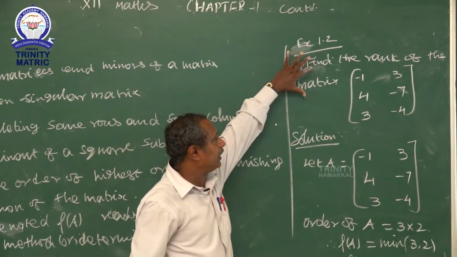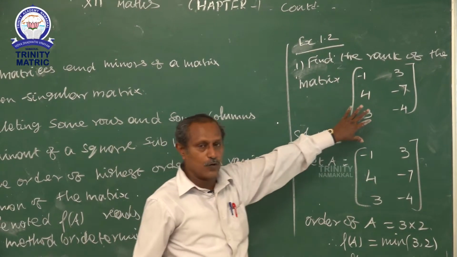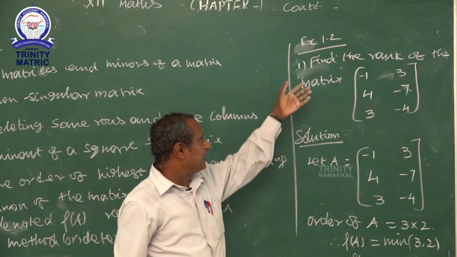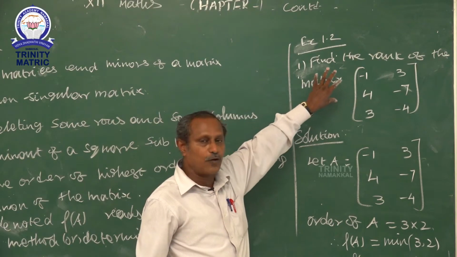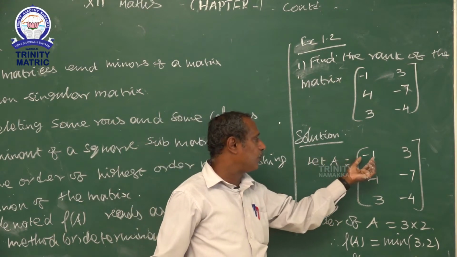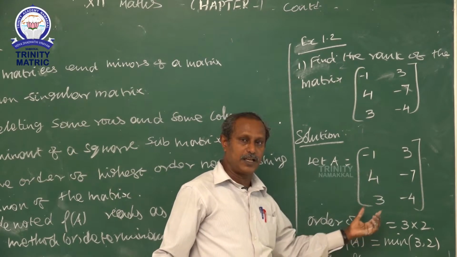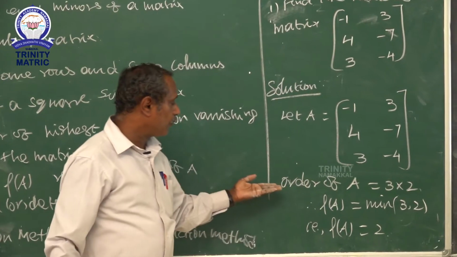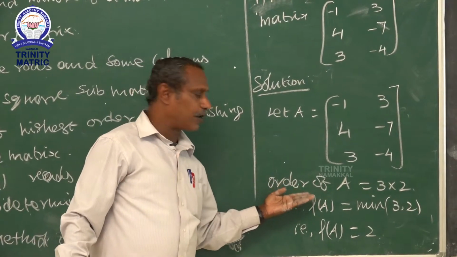Find the rank of the matrix: minus 1, 3, 4, minus 7, 3 and minus 4. For the solution, if a name is given, you can use it. Otherwise, you have to assign a name. Let A equal the matrix with entries minus 1, 3, 4, minus 7, 3, minus 4. Suppose you want to do it the minor way. First you have to find the order of A.